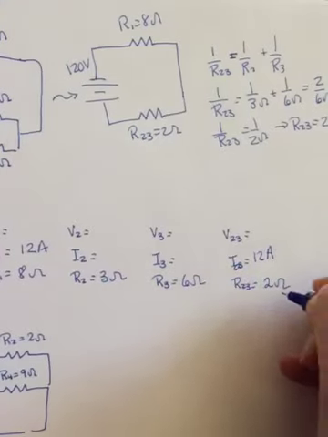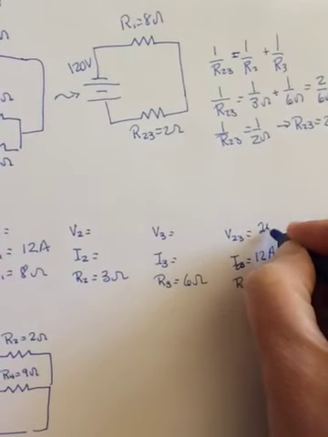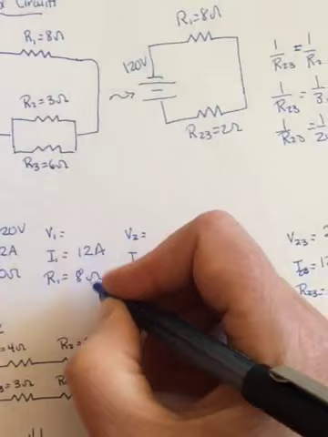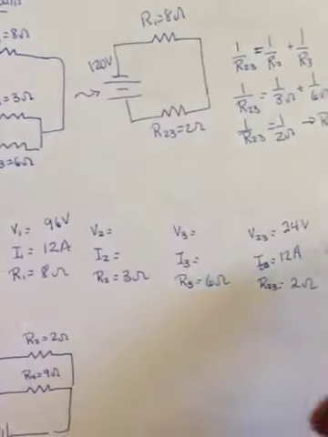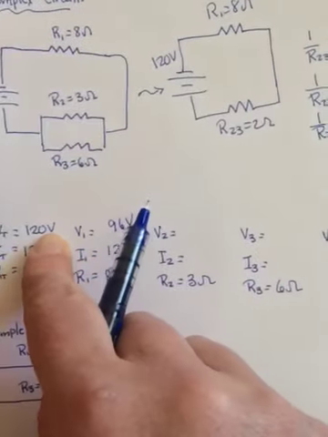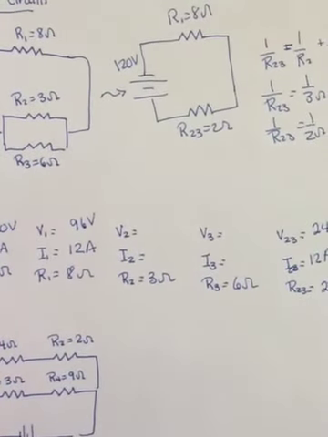So now I can find V2,3, it should be 24 volts. And I can find V1, it should be 96 volts. Remember, in series, the voltages should add up to give me back the total, and they do.